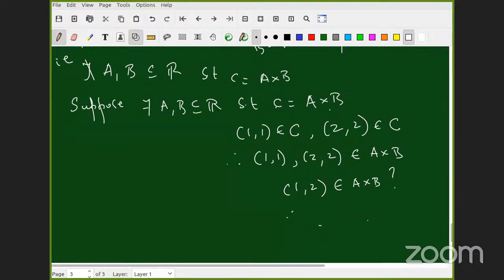Shalini, come again. You said something. In the first ordered pair, 1 belongs to A, fine, and 1 belongs to B. In the second ordered pair, 2 belongs to A and 2 belongs to B. Fine. So we can write another as 1 comma 2 belongs to A cross B. Why?